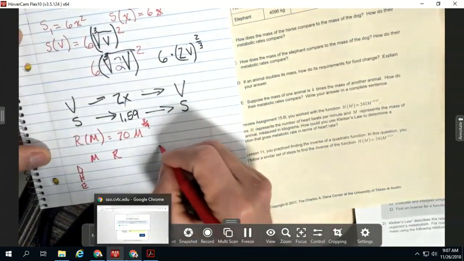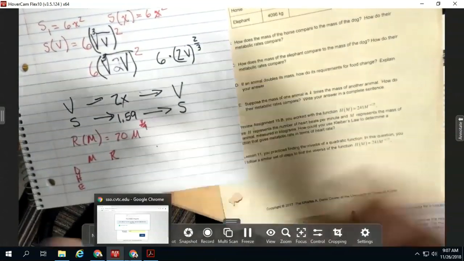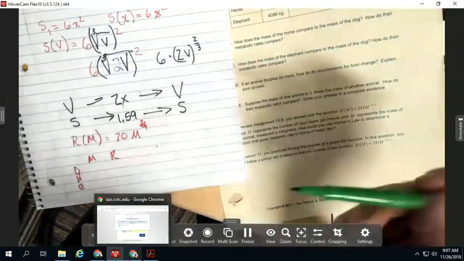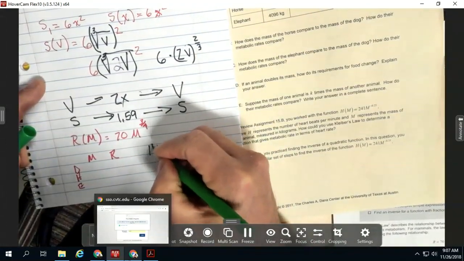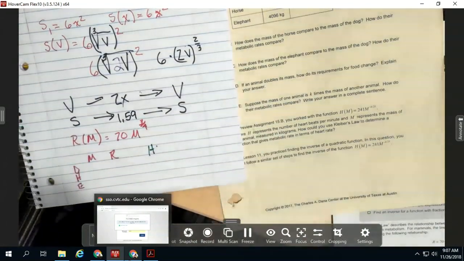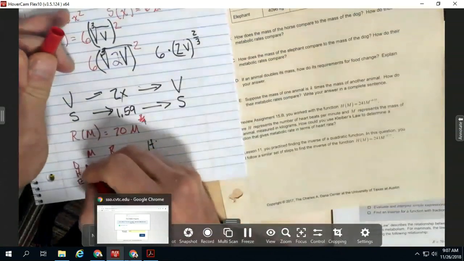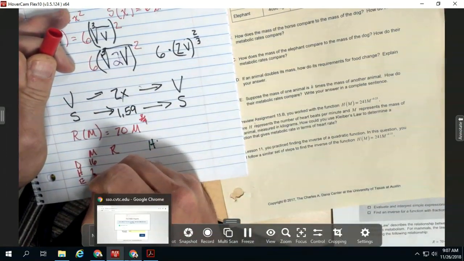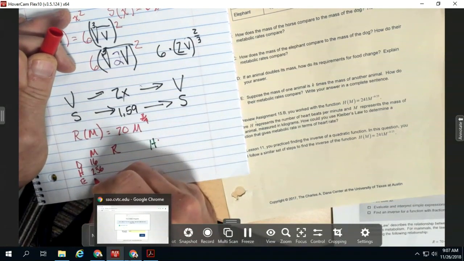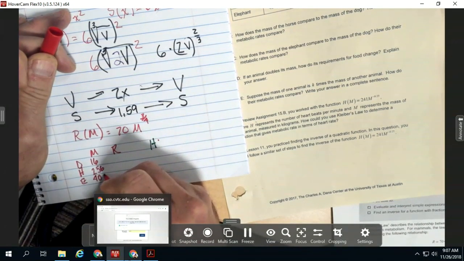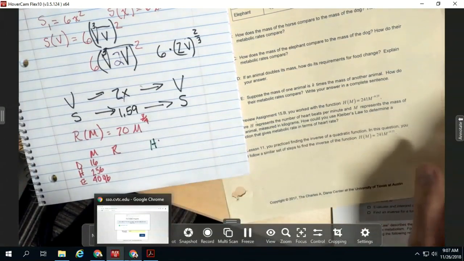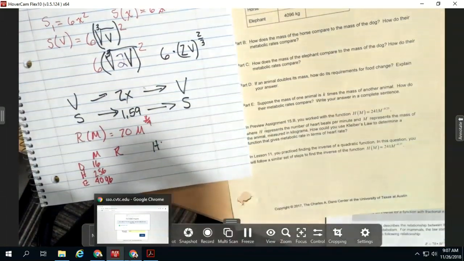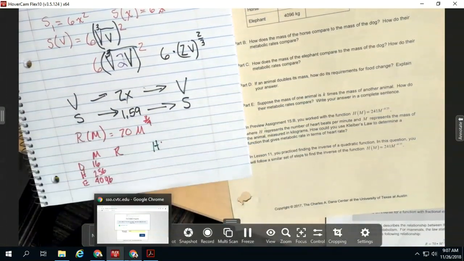And then later on we're going to do heart rate, so I'm going to put that letter into my chart also, even though they don't have that column yet. Okay, so the mass of a dog is 16, the mass of a horse is 256, and the mass of an elephant is 4096. What'd you get for the metabolic rates? Let's do them.